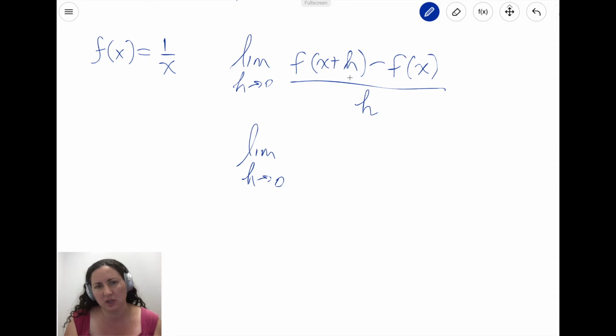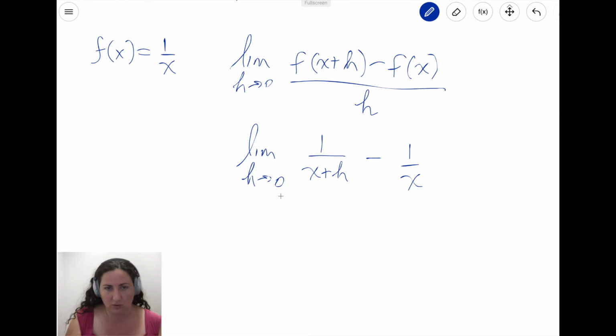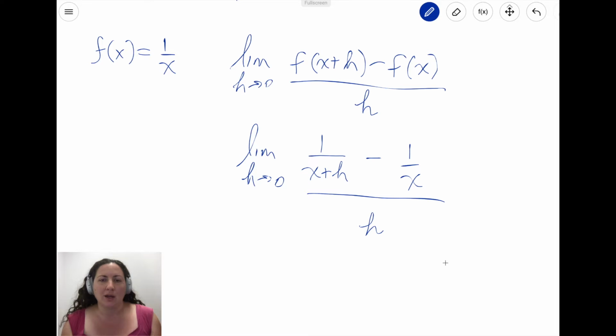So f of x plus h, again, we take the formula for f of x and replace every instance of x that we see with x plus h. So in this case, that's going to give us 1 over x plus h, and then subtract f of x. So I just use the formula and then over h like so. Okay. So in this case, we have fractions within a bigger fraction.